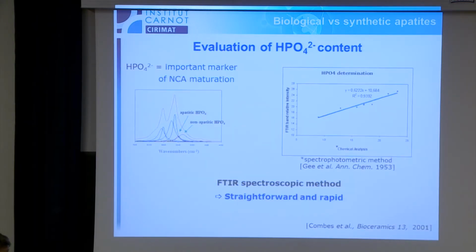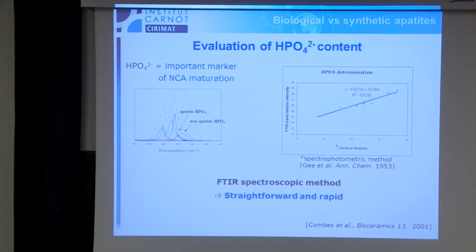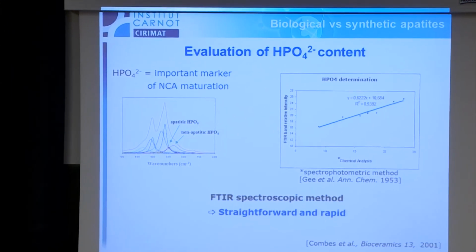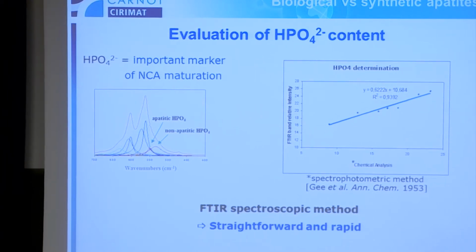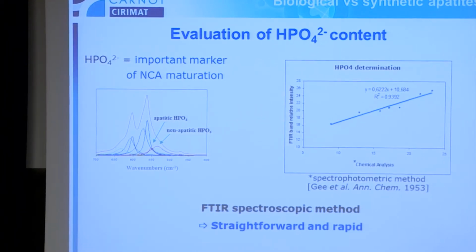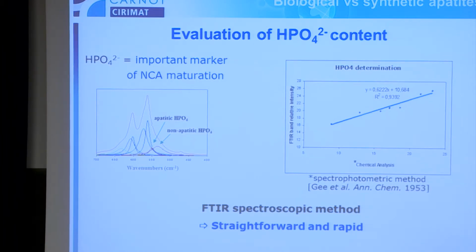So, this is another important component of biological apatite. It's HPO4. HPO4 is an important marker of nanocrystalline apatite maturation. And it's difficult to have a quantitative analysis of this component. There is an analytical technique proposed, which is an old one, but it's a good one also, but it's really difficult to do this analysis.